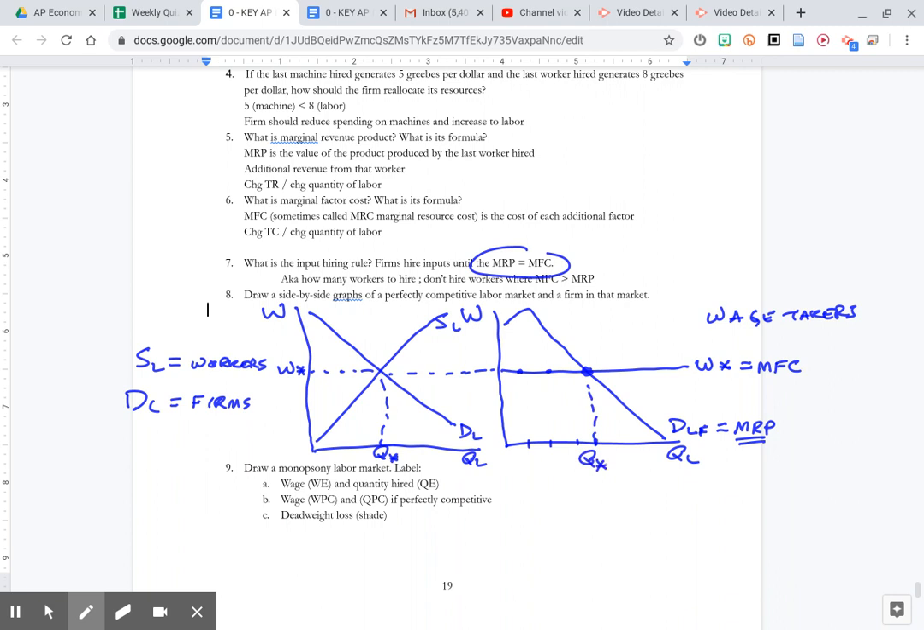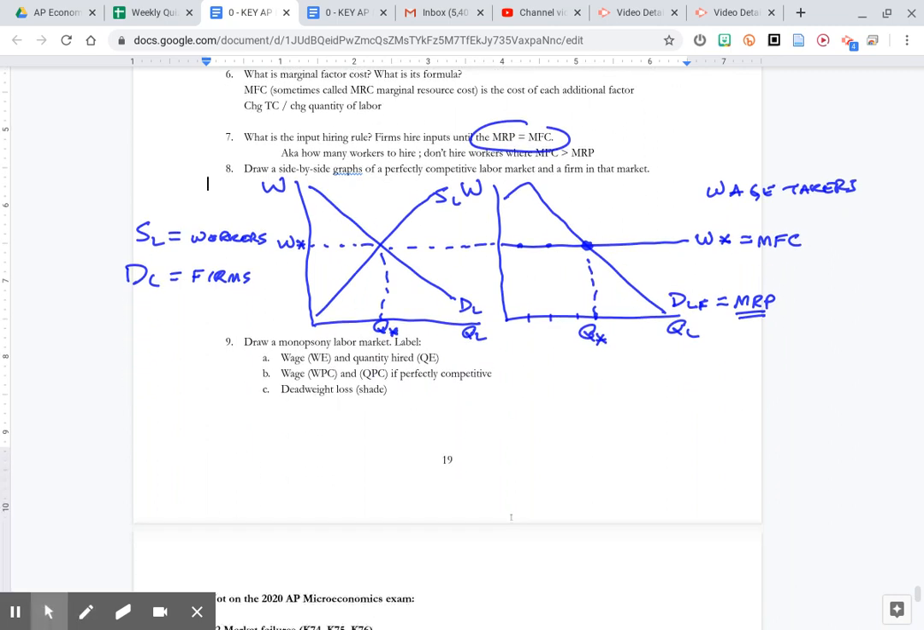Okay. Now, the last part on this page shows what happens in a monopsony labor market. And a monopsony, just as a refresher, is where you only have one buyer. And in this case, the one buyer would be one firm hiring. One firm hiring. And what we find is actually there are lots of monopsonistic labor markets out there. There are very few that are perfectly monopsonistic.